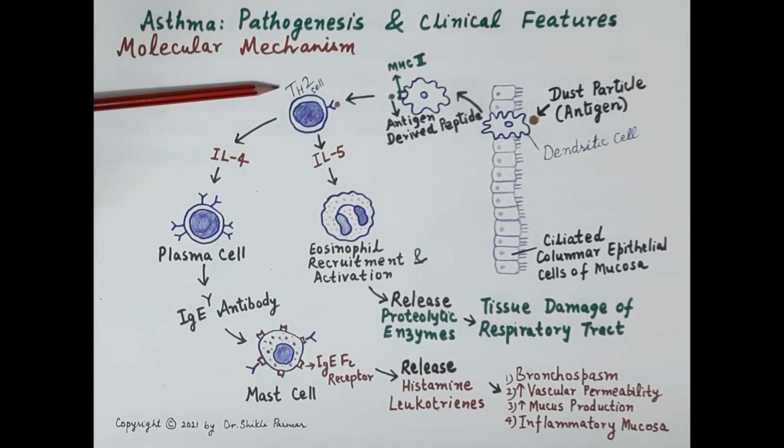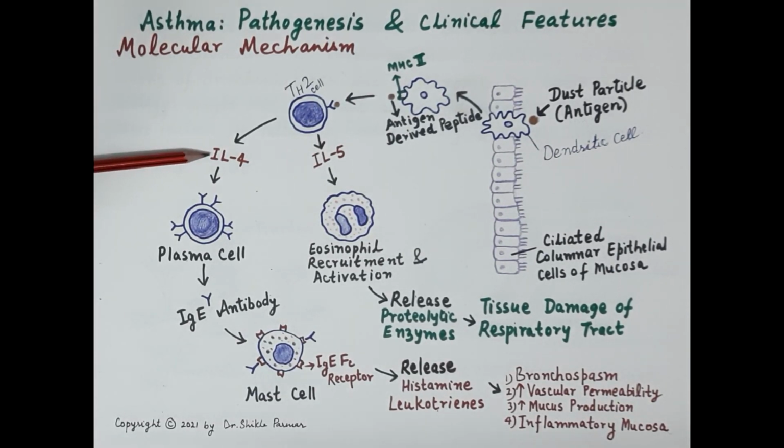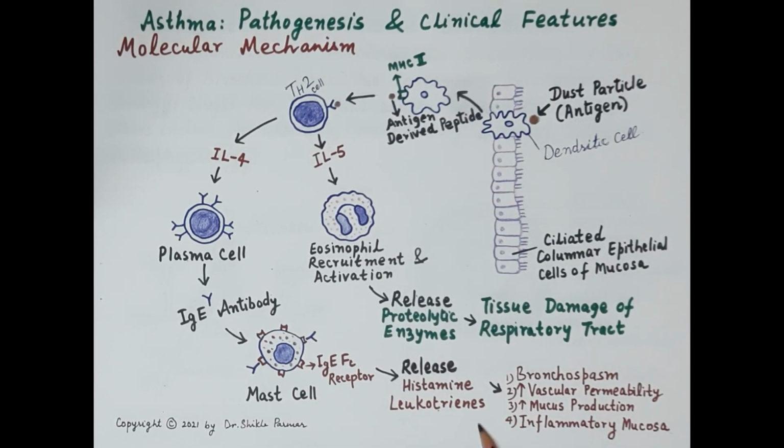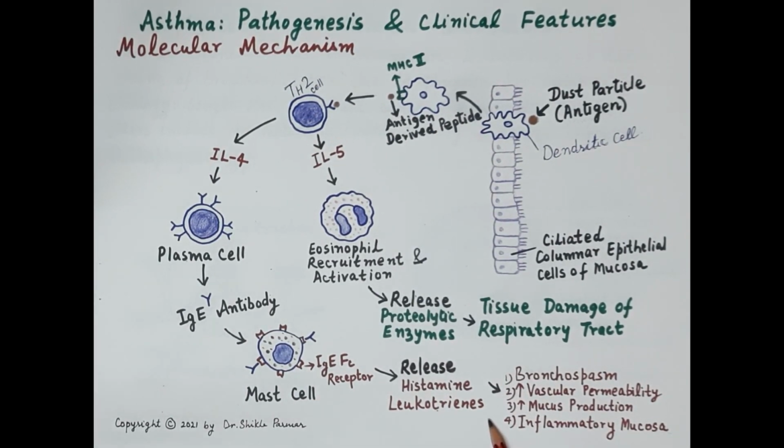Type 2 helper T cells further interact with the antigen and they produce inflammatory mediators. Most important of all the inflammatory mediators are interleukin 4 and interleukin 5. Now, interleukin 4 further activates the plasma cells, and these plasma cells then produce IgE antibodies, that is immunoglobulin E. IgE antibodies bind to Fc epsilon or IgE receptors present on the surface of mast cells, shown here in the red color. Now, mast cells release inflammatory mediators. Most important of all the inflammatory mediators are the histamines and leukotrienes.